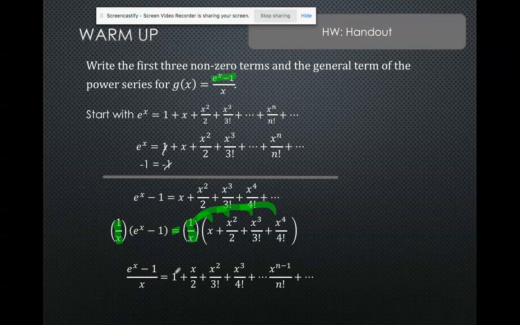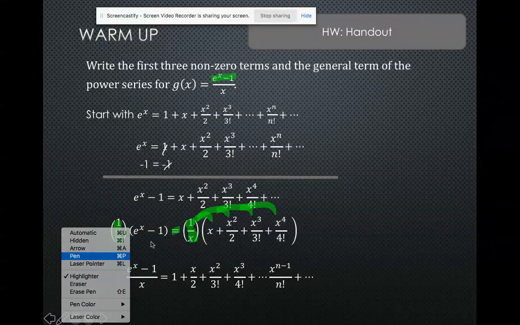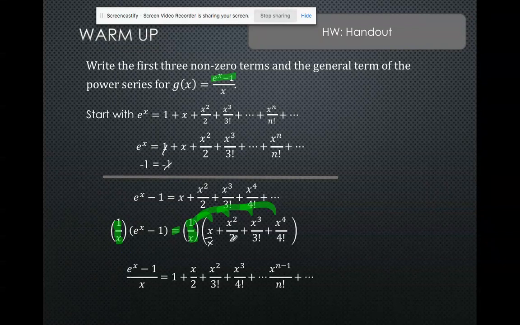One over x times x is 1. Each time the denominator is going to get an x, isn't it? When I distribute, this is going to get an x, an x, an x, an x, which is going to cancel with one of the x's up here. So do you see what ended up happening? I got an x over x here, x squared. This ended up just being an x over 2.